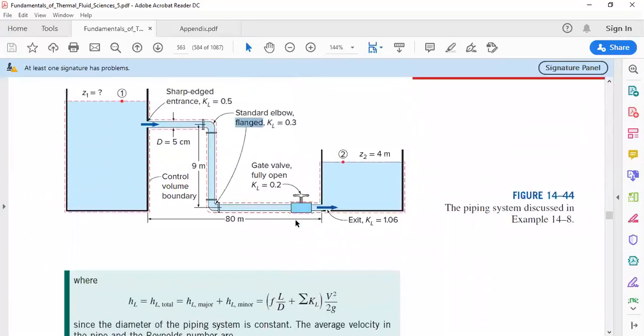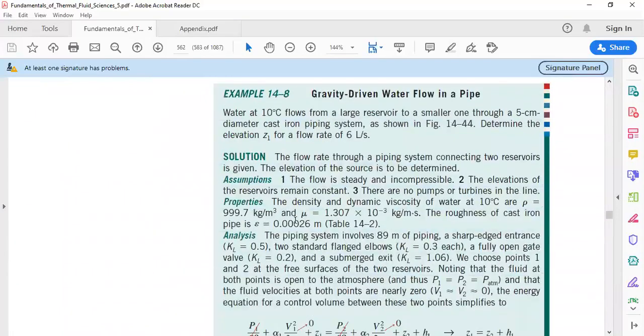At the beginning, since it's water at 10 degrees Celsius, we go to the water tables. At 10 degrees Celsius, we get the properties, density and viscosity, in order to calculate the Reynolds number and determine what flow type we have, whether laminar or turbulent. Assuming we may have turbulent flow, let's get the roughness for the piping material. For cast iron, we go to table 14.2 and get the roughness of the surface, which equals 2.6 times 10 to the power minus 4.